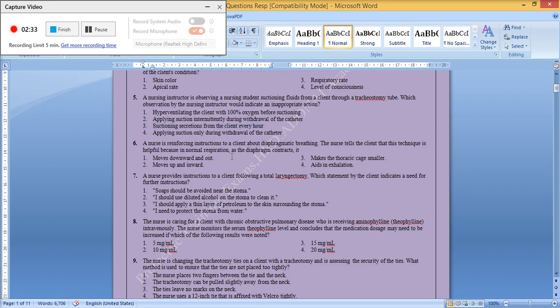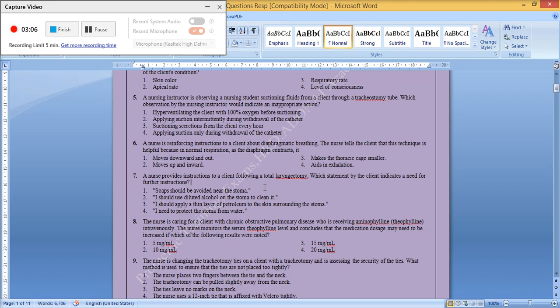The nurse is reinforcing instructions to a client about diaphragmatic breathing. The nurse tells the client that this technique is helpful because in normal respiration, as the diaphragm contracts, it 1. Moves downward and out, 2. Moves up and inward, 3. Makes the thoracic cage smaller, 4. Aids in exhalation. The correct answer is 1. Moves downward and out.